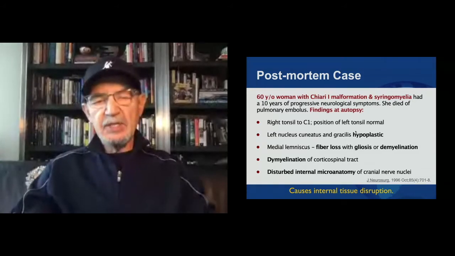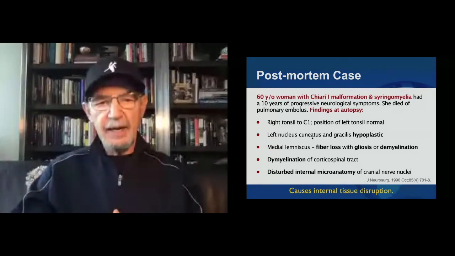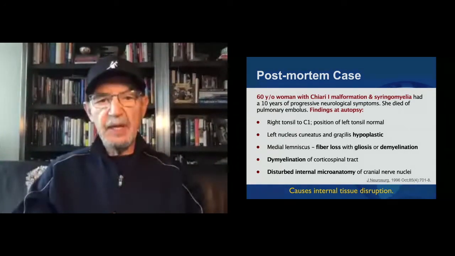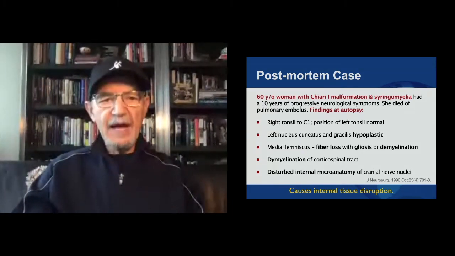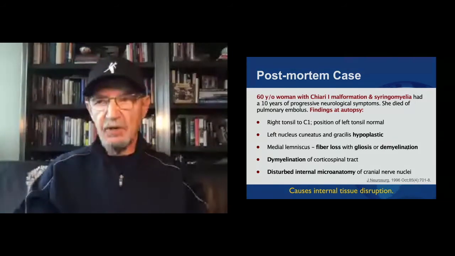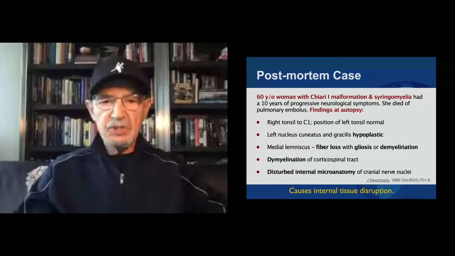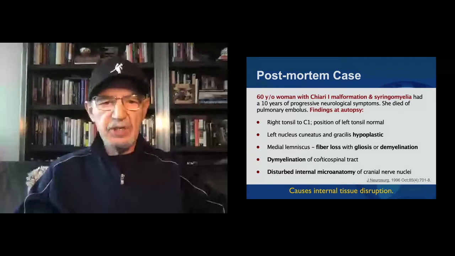But the bottom line is within the tissue, these relay centers that we call nuclei within the brainstem were undeveloped or atrophic. They were hypoplastic. They just weren't healthy looking. There were fiber tracts that had inflammation or scarring, if you will, and loss of the shielding around those fibers. Just like your electric wire needs to have shielding, so do our nerves. They have shielding, it's called myelin, and so there was loss of that.